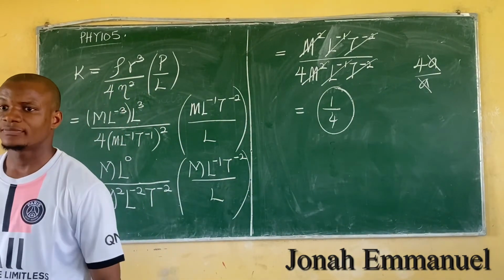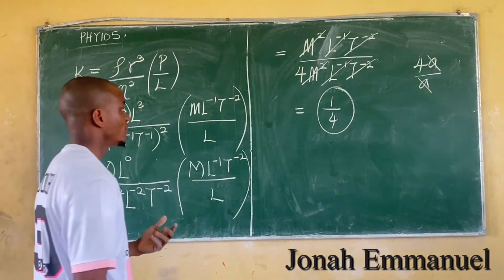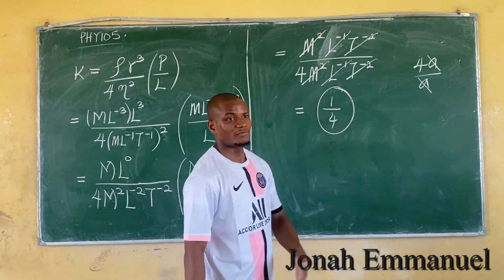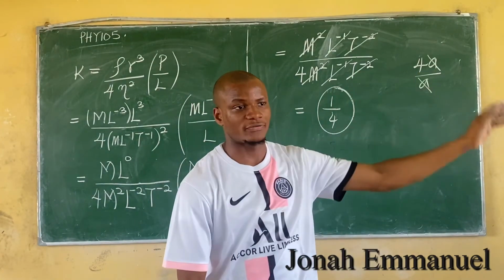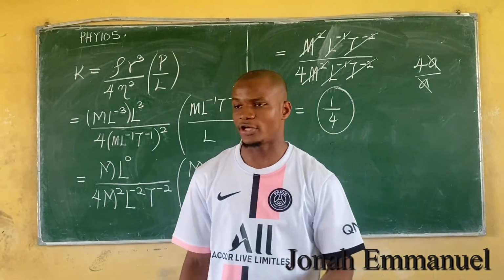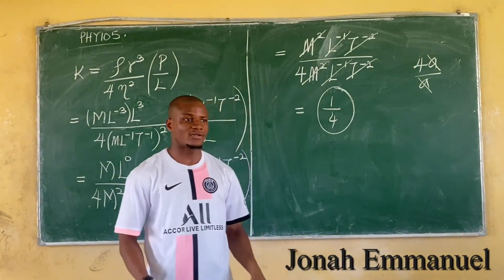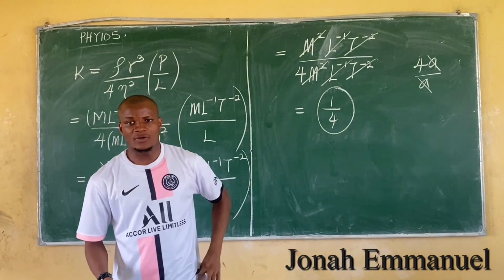That's the concept. If it's dimensionless, it means by the time you are able to cancel out, you are left with just numbers. But it's called a constant. Dimensionless constant. Let's do one more example on your own.